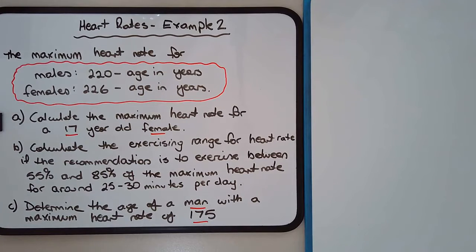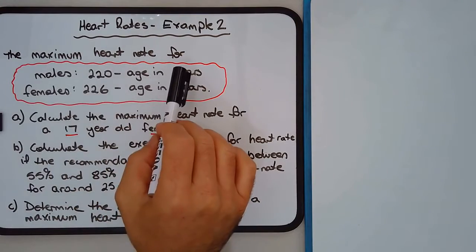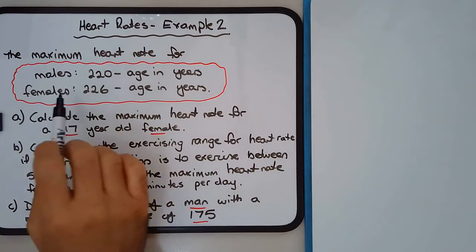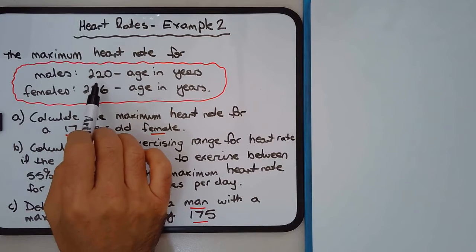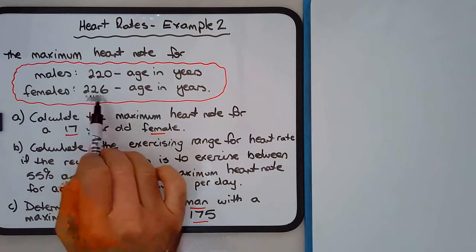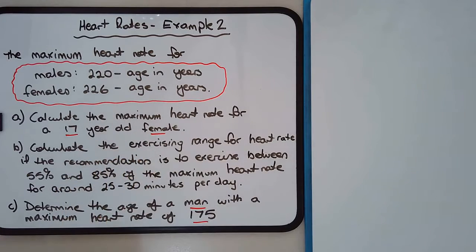Let's have a look at another example now of an application of heart rates, which is to look at the maximum heart rate. The maximum heart rate is defined for males as the number 220 minus their age in years, and for females it's 226 minus their age in years.